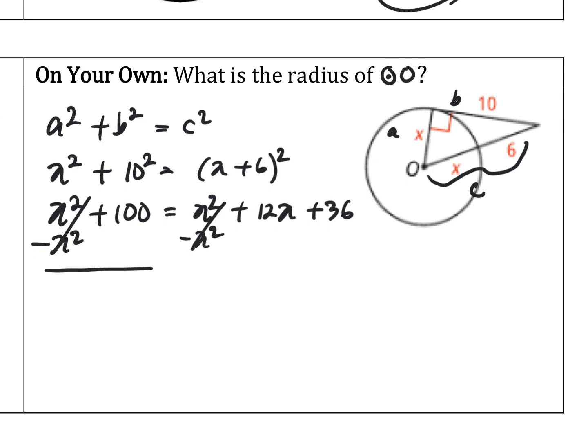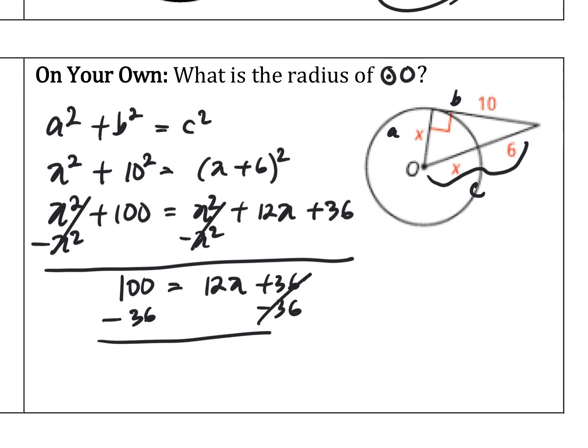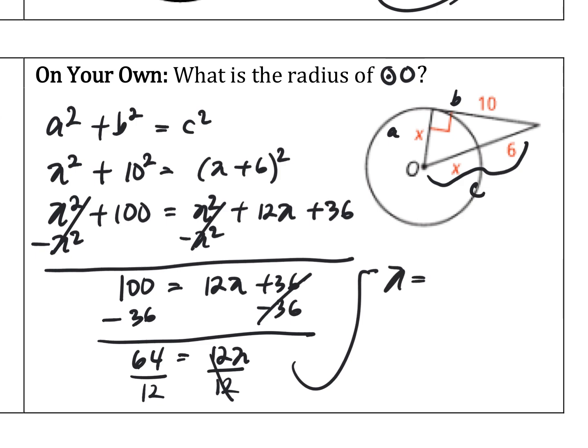That will be 0. So what is left now is going to give you 100 is equal to 12x plus 36. We subtract 36 on both sides. So what is left now is you're going to have 12x is equal to 64, dividing both by 12. Now here we can say that our value of x now is going to be 64 divided by 12 is going to give you 5.333, which is repeating. So we can further say that the radius is 5.3.